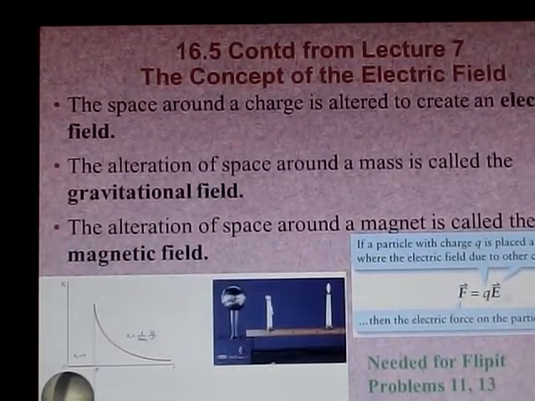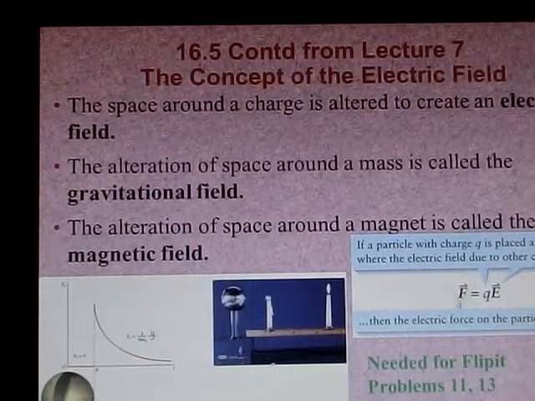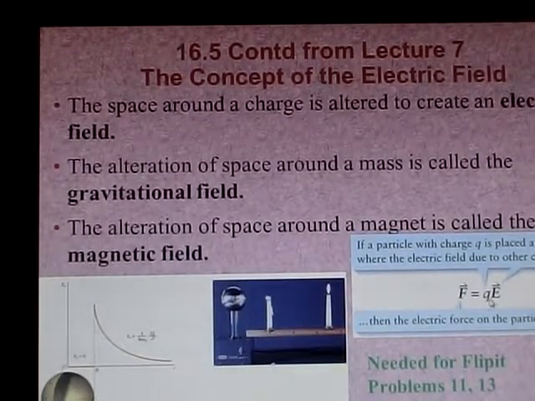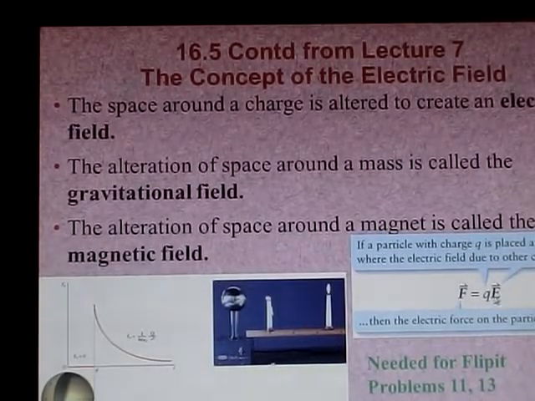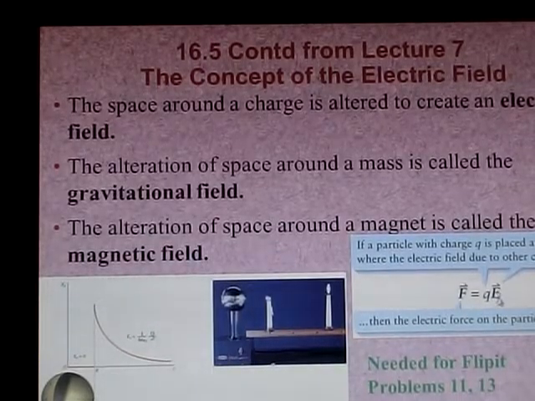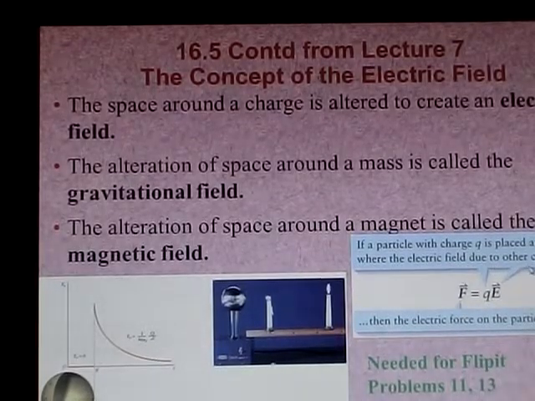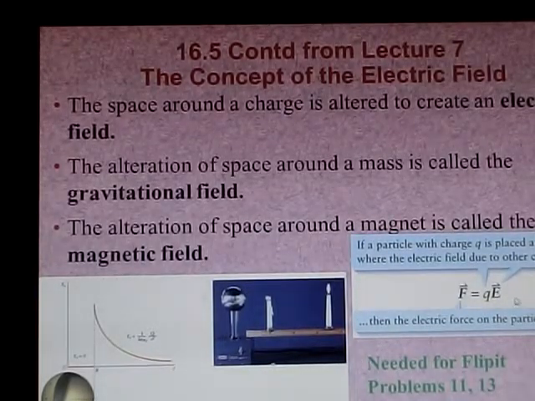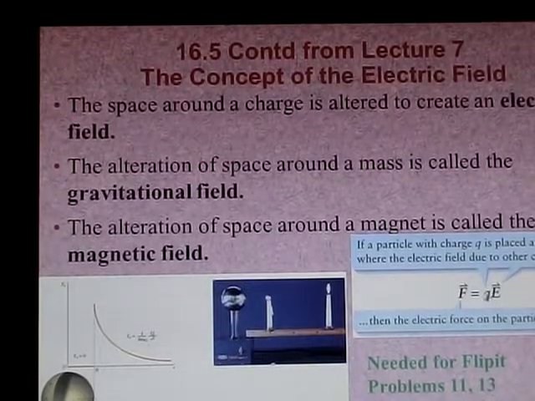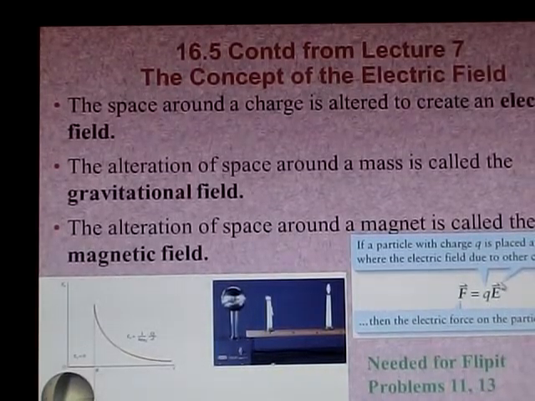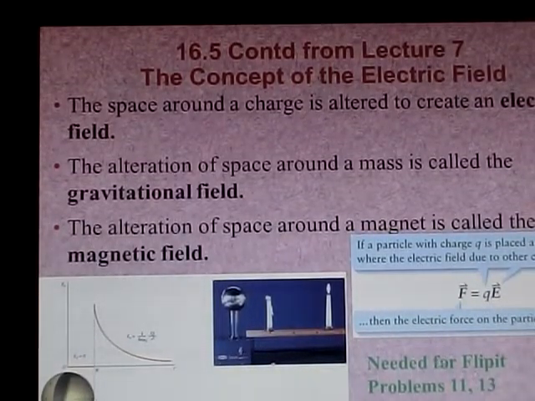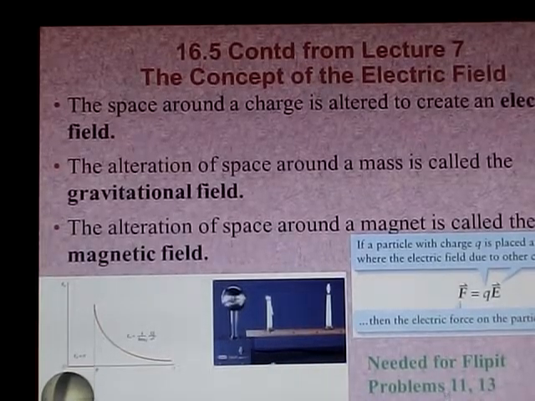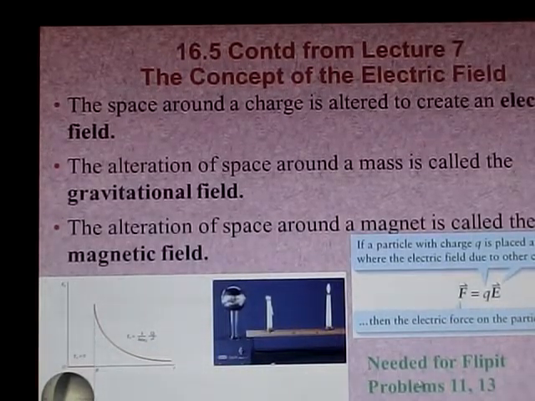As you can see my pointer. So the electric force is given as the product of the charge that you have and the electric field in which the charge is under the influence of. So if a particle with charge Q is placed at a position where the electric field due to other charges is E, then the force on this charge Q due to the electric field created by other charges is given by this formula, and you have chance to work on this in flip it problems.